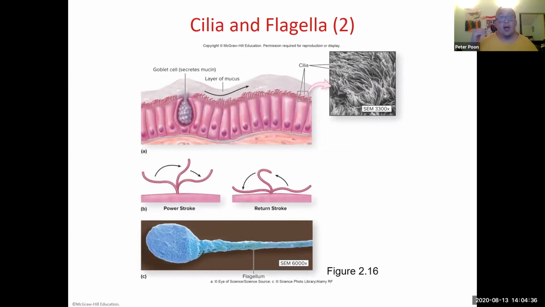Flagella are only in sperm in anatomy. Obviously, this will be a little different in micro, but flagella are in sperm and they help sperm swim. So here's the cilia here. See how it looks like a big brush? And so I can move current with it when it flows.